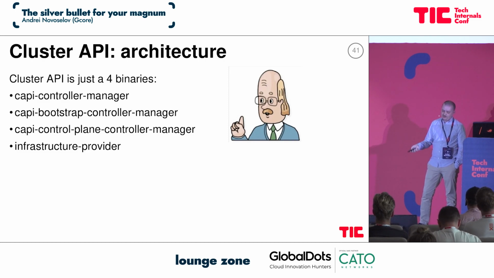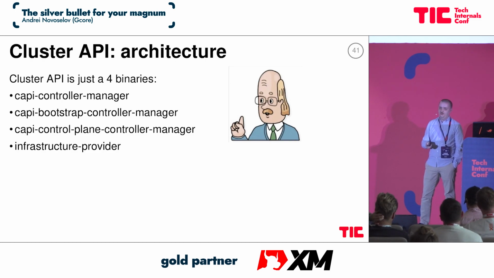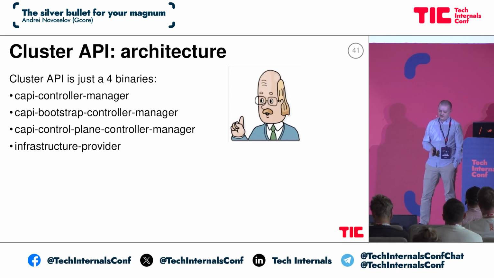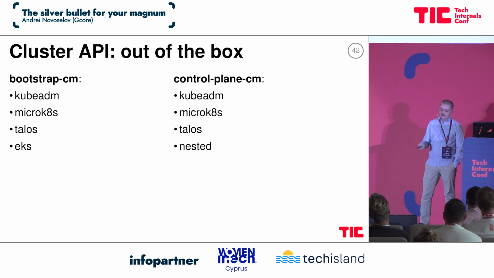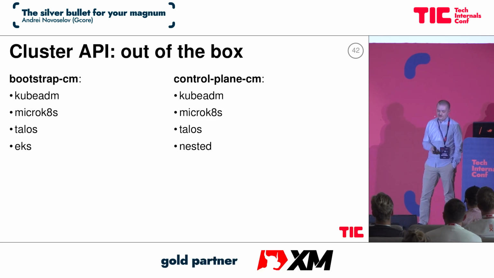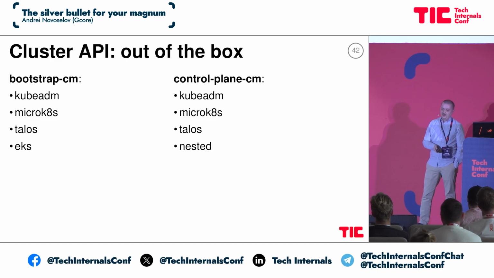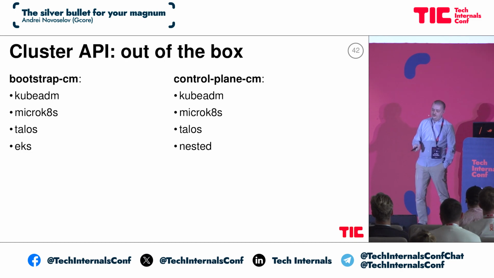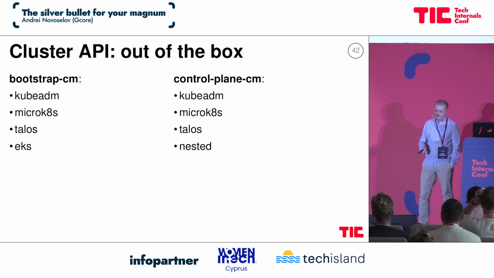We also have a Bootstrap controller manager and a control plane controller manager. Those create cloud-init configuration for our worker and control plane nodes. And there's an infrastructure provider which connects all these to the infrastructure you have, and which can be swapped at any time. So what do we have out of the box? For the Bootstrap controller manager, we have different engines such as kubeadm, MicroK8s, Talos, EKS from AWS, and that's it. For the control plane controller manager, we have the same kubeadm, MicroK8s, Talos, and Nested.